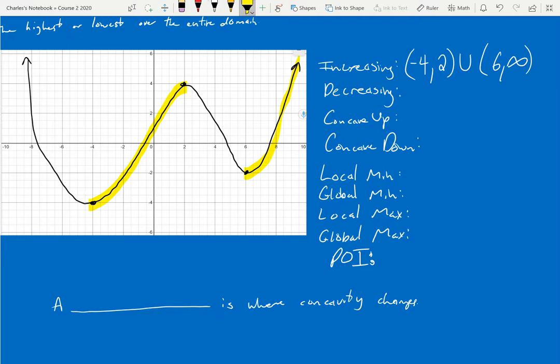It's decreasing from here, like on this stretch right here, and it's decreasing on this stretch right here. So it's decreasing from negative infinity to -4, and from 2 to 6.